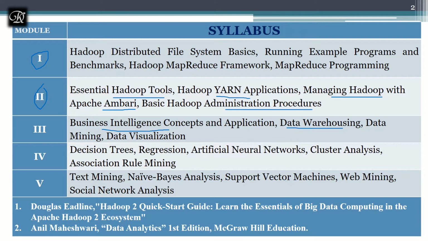data mining, and data visualization. And in the fourth module, we'll see some decision tree algorithms, regression, and the ANN, artificial neural network, and cluster analysis and association rule. In the fifth module, we'll discuss text mining, where we'll see the algorithms of Naive Bayes and SVM. And we'll also discuss web mining and social network analysis. A brief introduction of all these will be discussed in the fifth module.